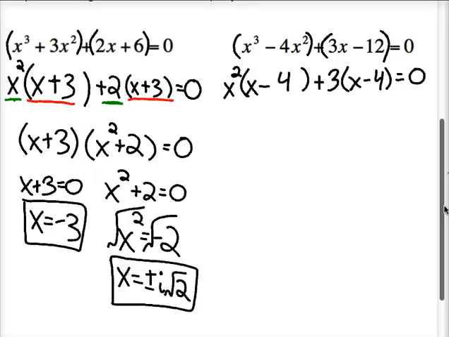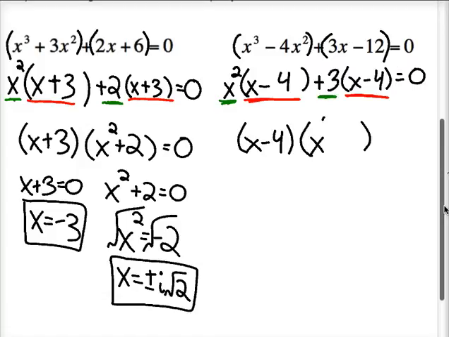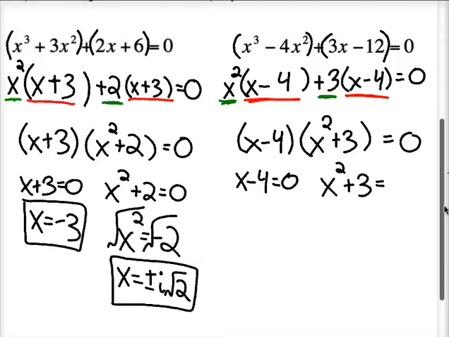And when it does, now I pull those 2 parentheses together. And in my second parenthesis, I put my leftovers, that x squared plus 3. And once I have this factored this way, now I can solve it using the zero product property. So I take both pieces and set them equal to 0. So I get that x is 4.